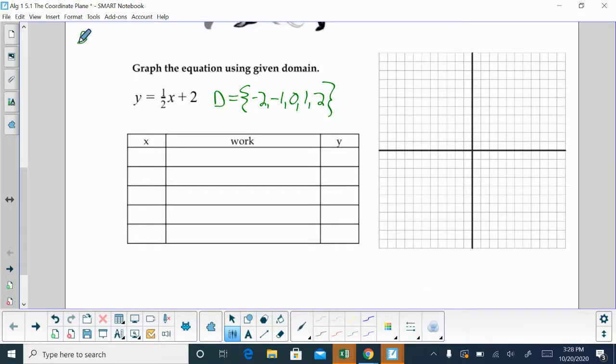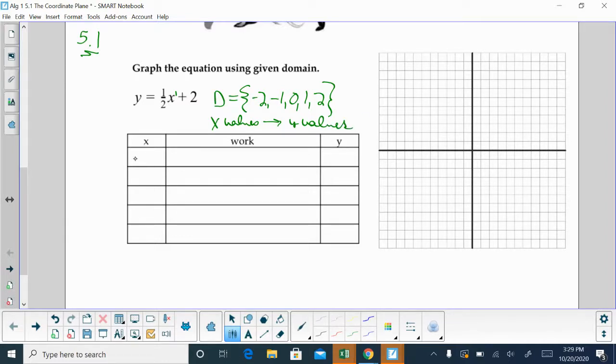Hello, we're working on 5.1, this first example, and we have to graph this equation using the given domain. So it's a linear equation, x to the first, and they asked us to use the given domain. Our domain, if you recall, is the x values that we're going to be using. We substitute each x value into our linear equation and get the corresponding y value, which will give us a point to graph.